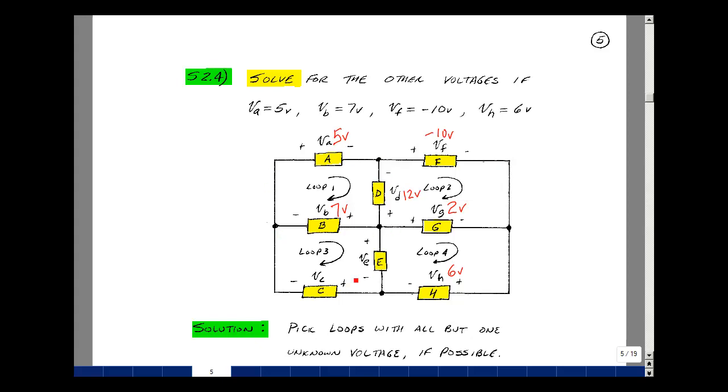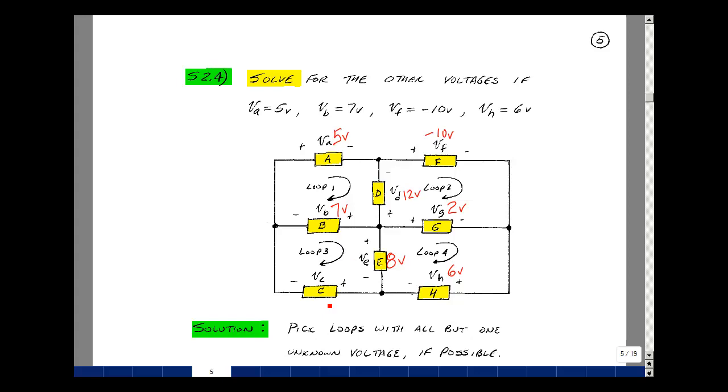Now, I don't know 2 of the voltages in loop 3, so let's take a look at another loop here. Loop 4, I know 2 of the 3 voltages. Again, you can start anywhere. Start here and just come back to that same point. A drop of V sub G, a drop of V sub H equals a rise of V sub E. V sub E is equal to 2 volts plus 6 volts, which is 8 volts. Again, we can check that. 8 is equal to 2 plus 6.